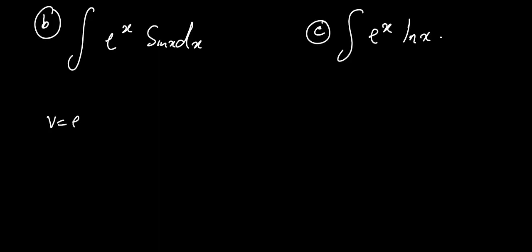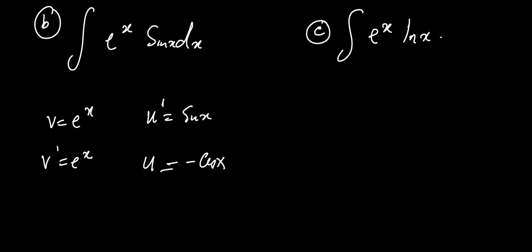So if v is e^x and u prime is sine x, the derivative here is e^x according to the rules. If you differentiate e to the power x, it's e^x itself. Then u, when you integrate sine, you get negative cos. So according to the formula, we already have our e^x sine x dx.